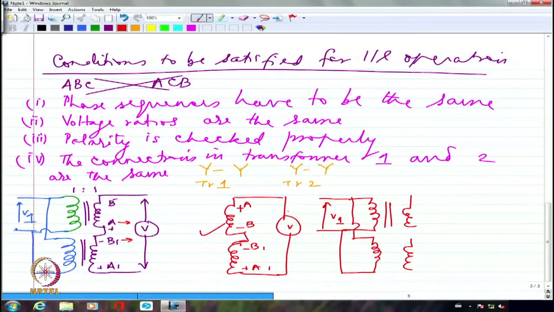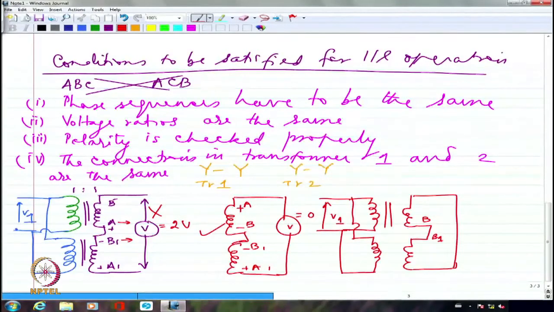This is the correct connection if the voltmeter reading is 0. Here it is 2V, so this is not correct for parallel operation. So I'm going to connect B and B1 together, and similarly these two together. Please note, already it is a closed circuit.